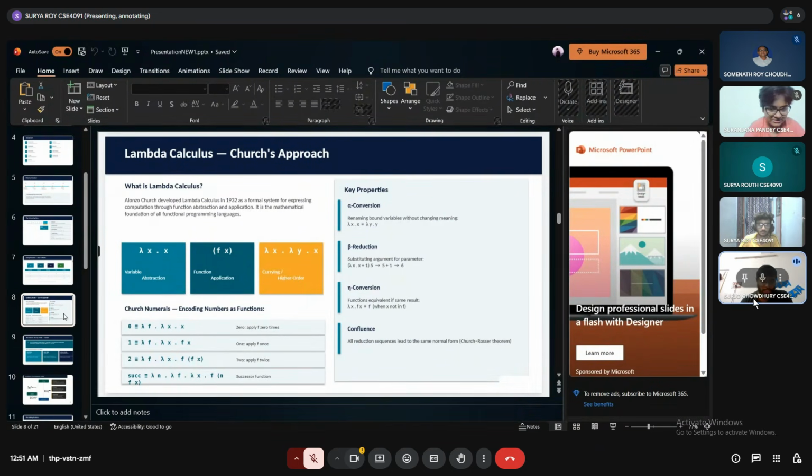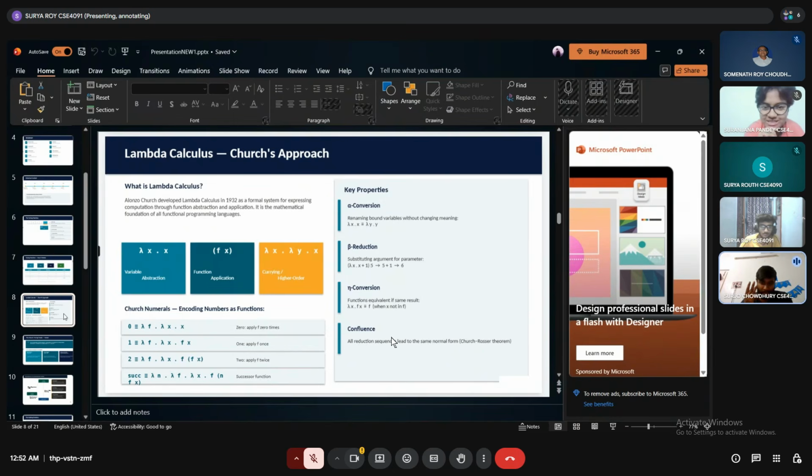Now, what is lambda calculus? It was given by Alan Turing. It was developed in 1932 as a formal system for expressing computation through function abstraction and application. It is a mathematical foundation of all functional programming languages.